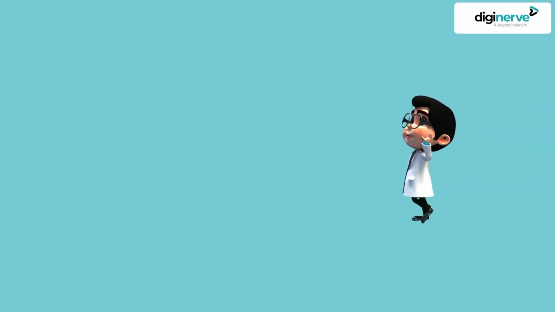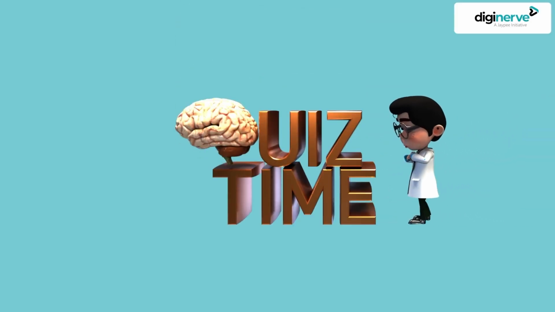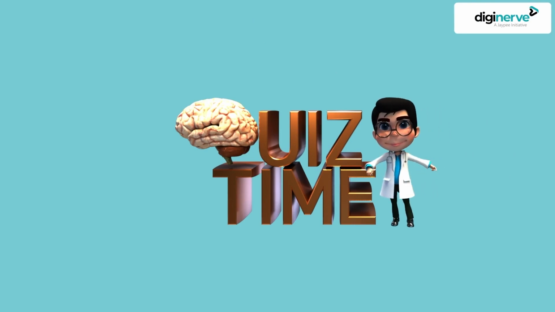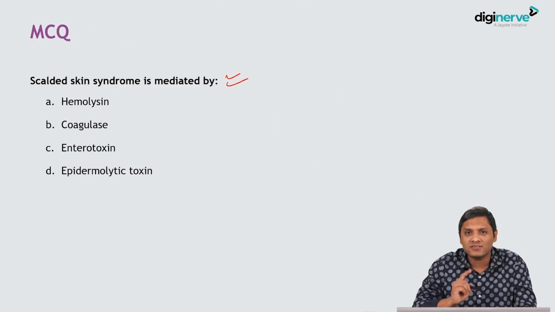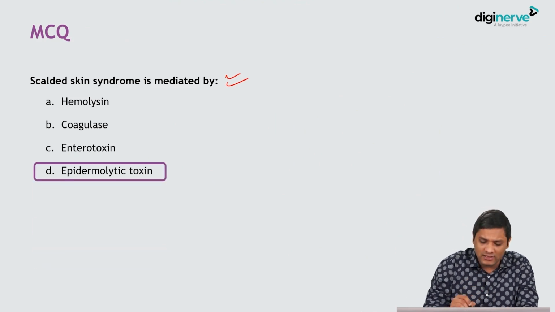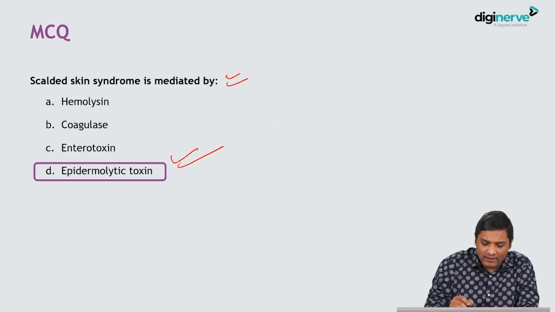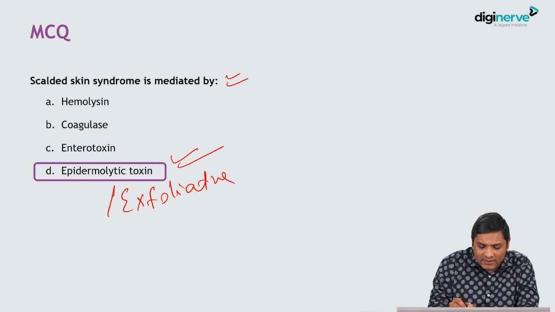Okay, so now we'll see some of the MCQs. The first question is, scalded skin syndrome is mediated by, it is caused by Staphylococcus aureus, and the toxin associated is epidermolytic toxin, also called exfoliative toxin.